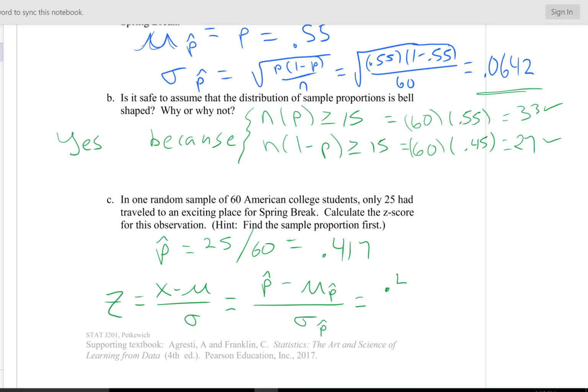So 0.417 minus 0.55 divided by the standard error, 0.0642. Okay, and so that result is negative 2.07.